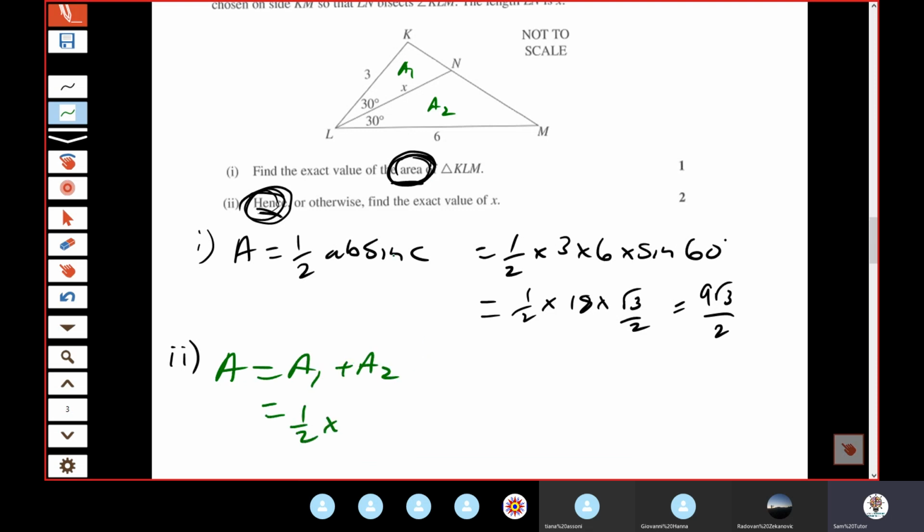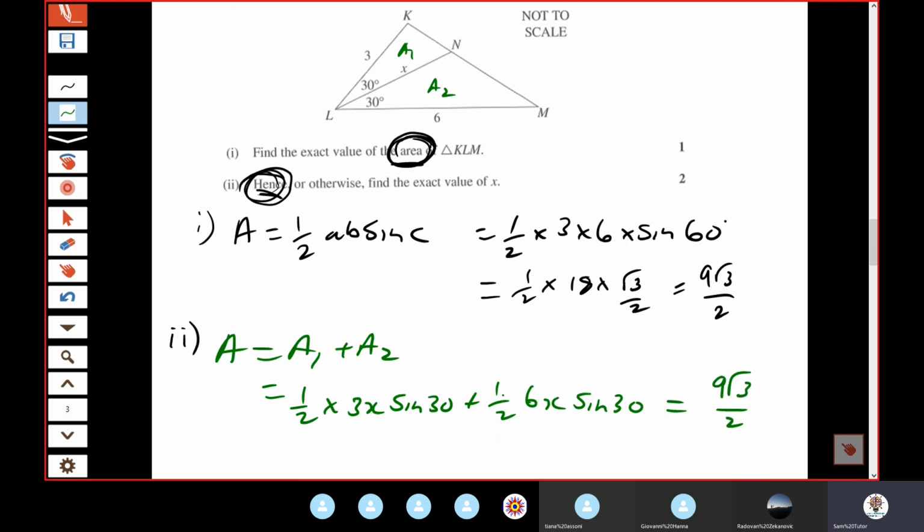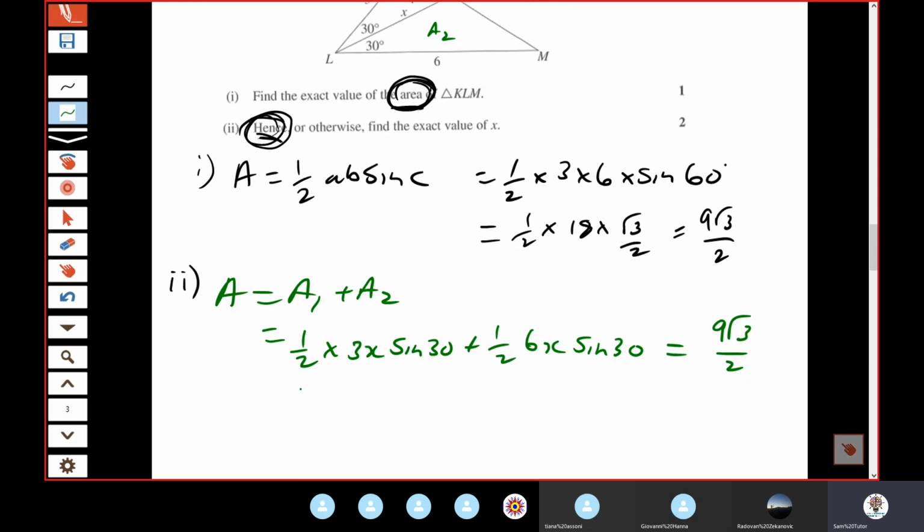Area 1 is half ab sine C plus half ab sine C. What must this equal to? 9 root 3 on 2. And obviously, I'm sure you can all see you can solve for x very easily from that line. So I'll just finish it off. Sine 30 is a half. Half times half is a quarter. That becomes 3x on the 4. That's half. Half times 6 is 3, 3 on 2. And you're done.